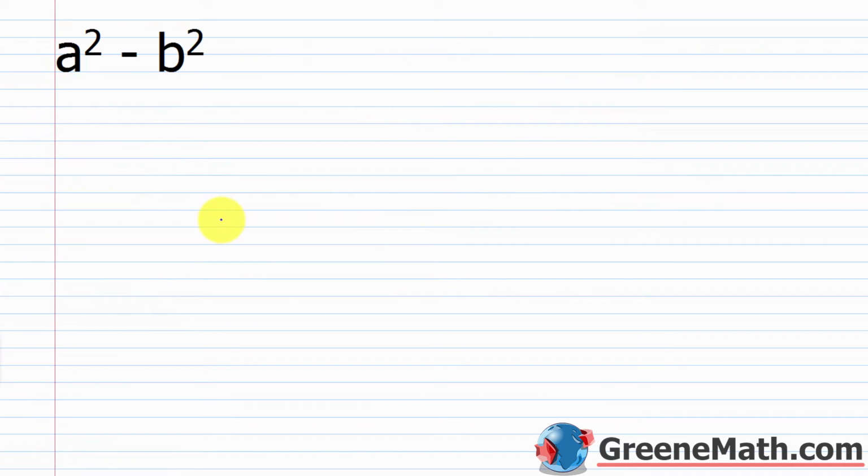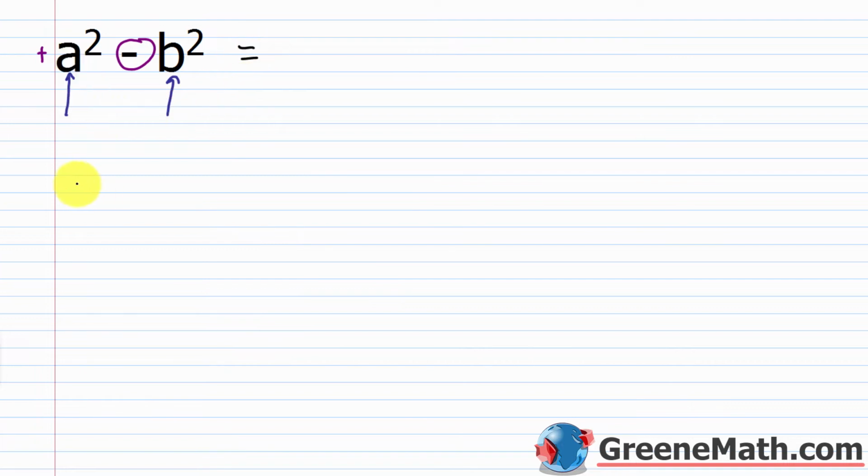All right, so let's start out with an easy one. So we have a squared minus b squared. So we have a squared term here and a squared term here. And then we have a positive and we have a negative. So that's exactly what we're looking for. Now, we just follow the format.